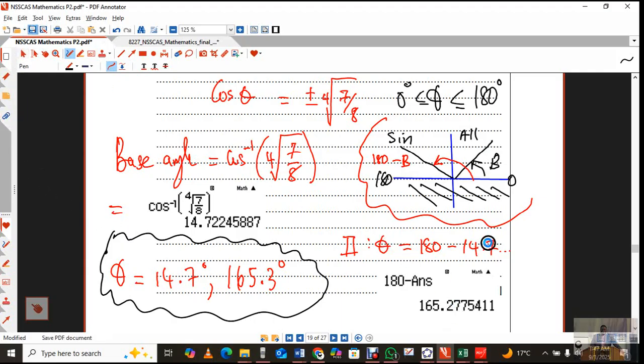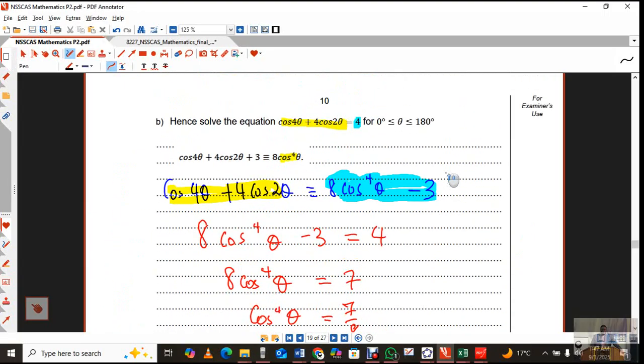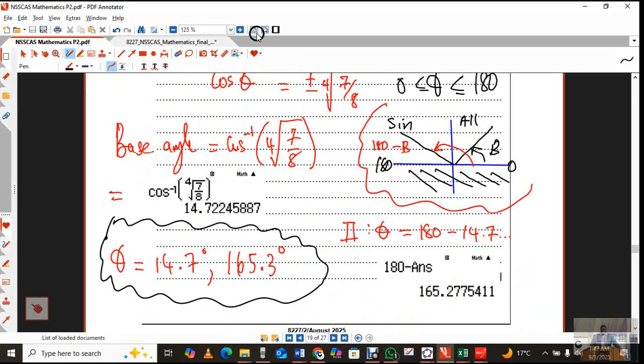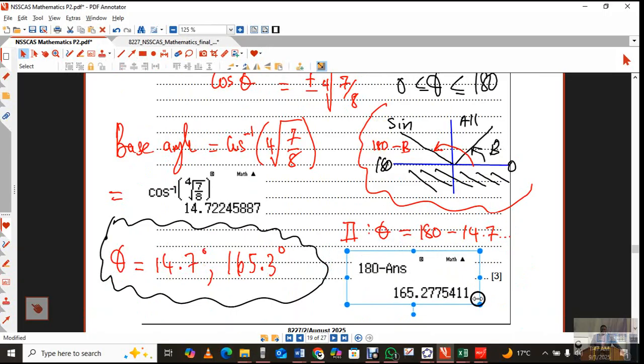It's a lot that goes in there, but for 3 marks, you have to put them all together in order for you to understand where you're going to go. Okay, 3 marks. There we go.